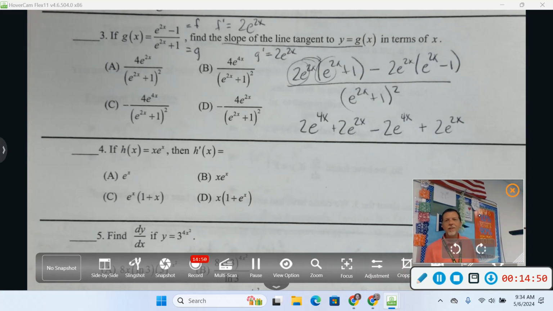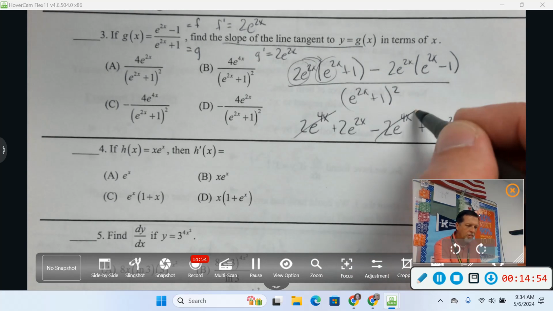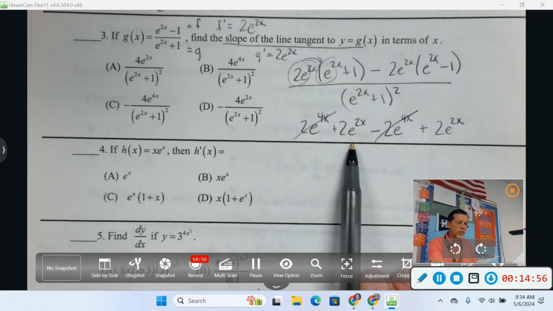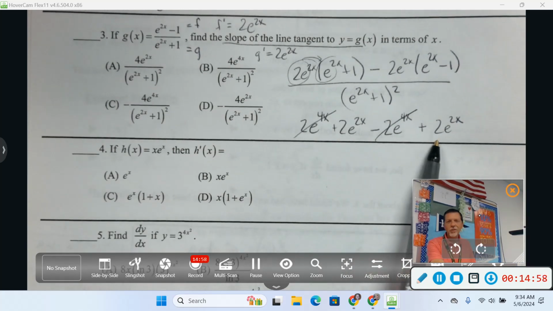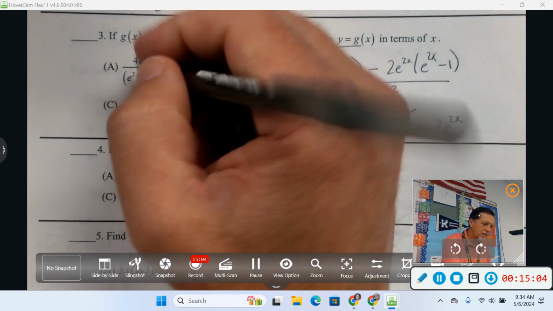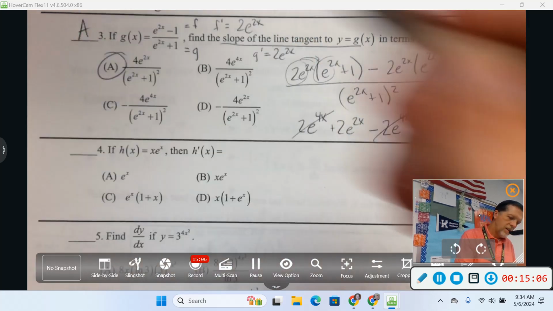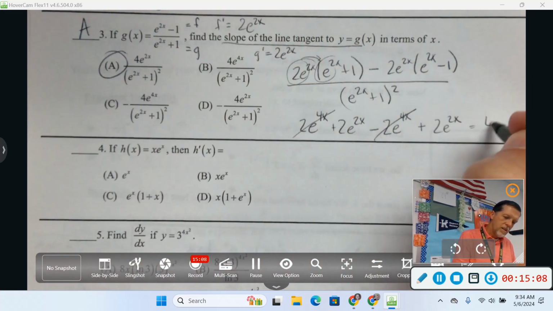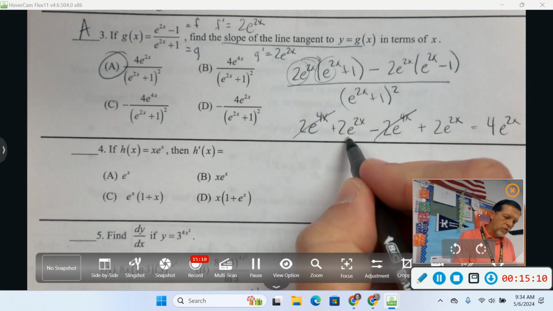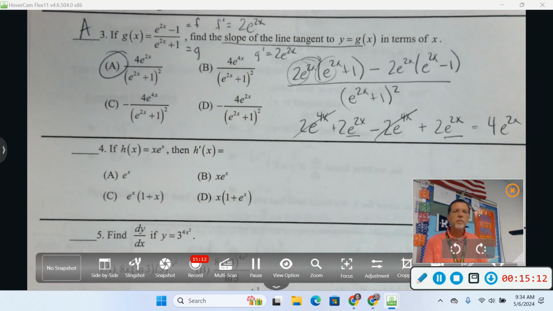This is all algebra from here. So those will cancel. And what's 2e to the 2x plus 2e to the 2x? 4e to the 2x, right? Because I got 2 of them, and 2 more of them make 4 of them.